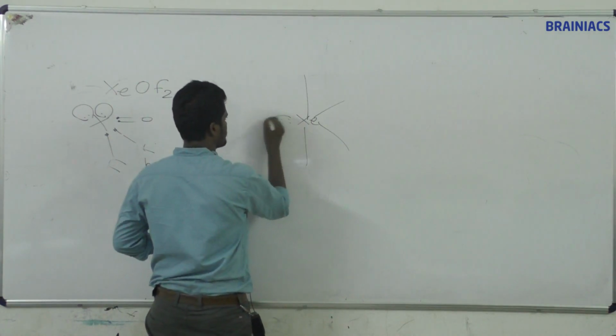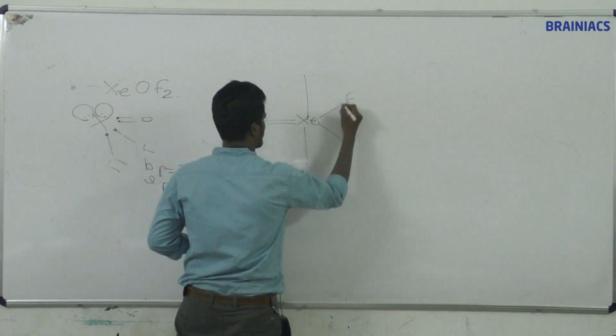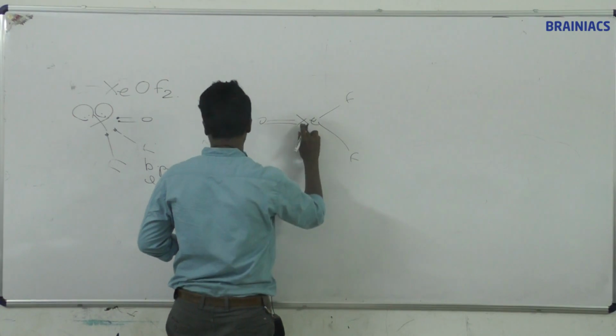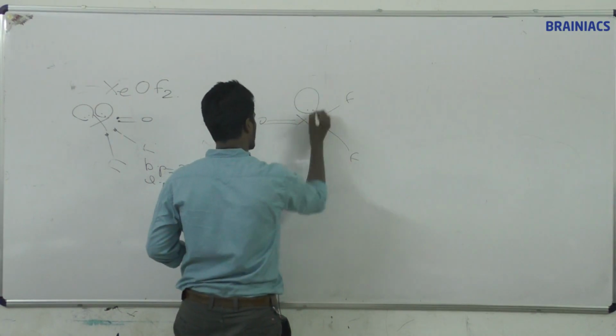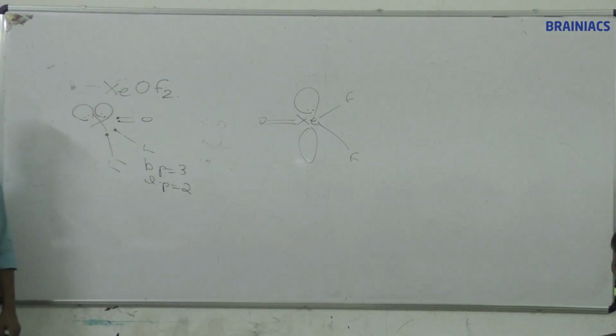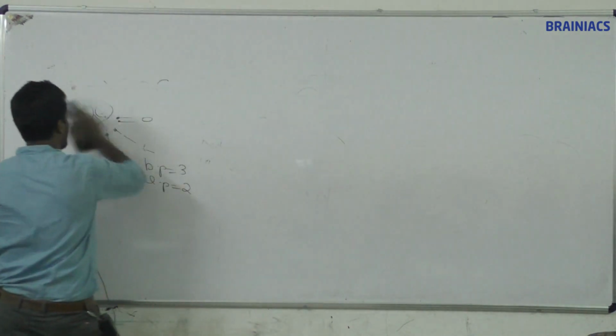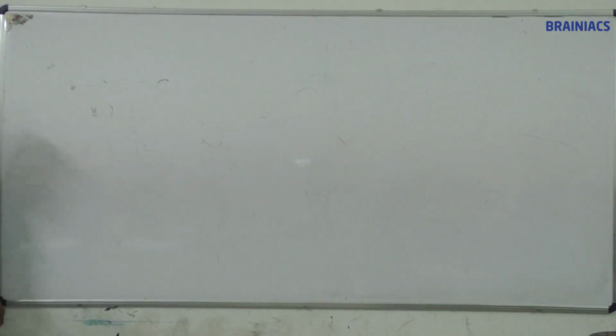Okay. Two lone pairs of electrons. Again, 2 lone pairs of electrons. So there will be different possibilities of structures. XeOF2.